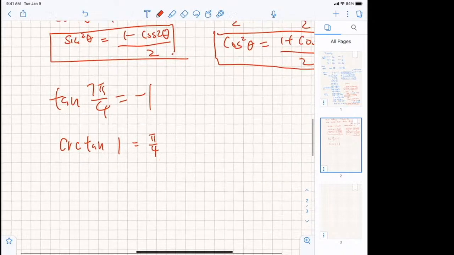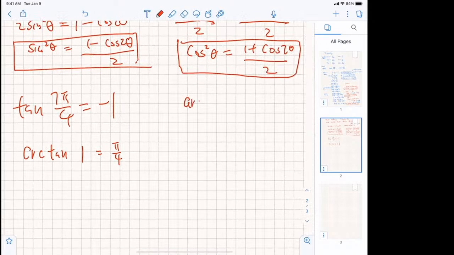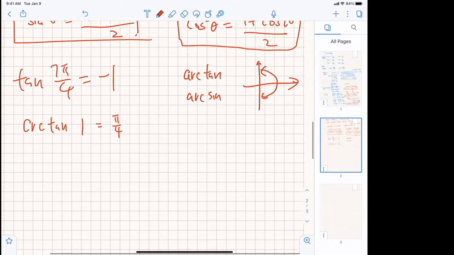Let me remind you guys, arctan and arcsin have the same restriction, and that restriction is the right part of the circle. Arccosine is the top part of the circle, and arctangent and arcsine are the right part of the unit circle. So when you answer a question, you really need to focus on the restrictions.